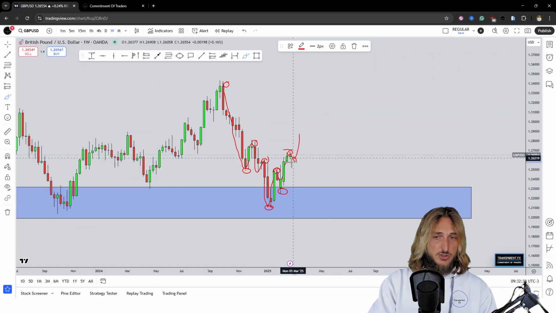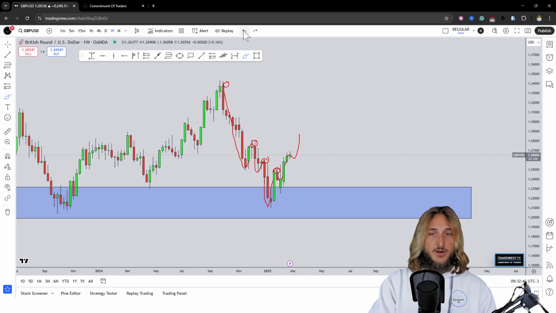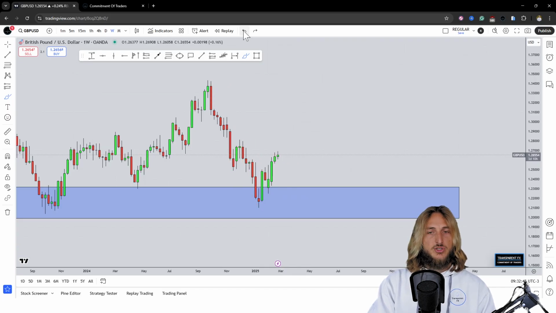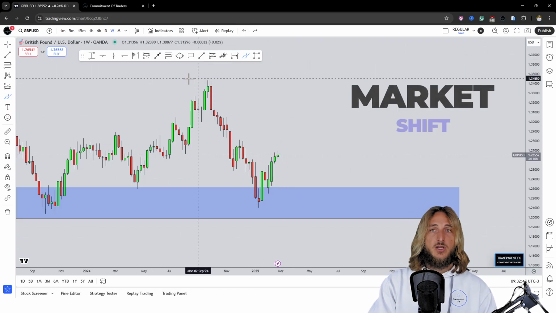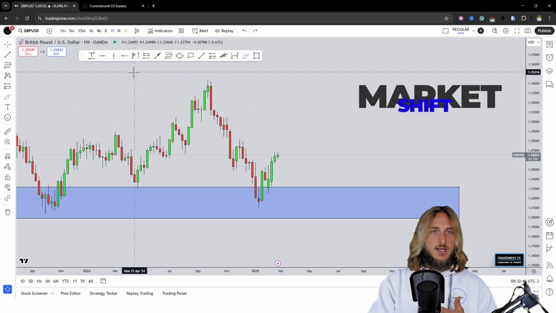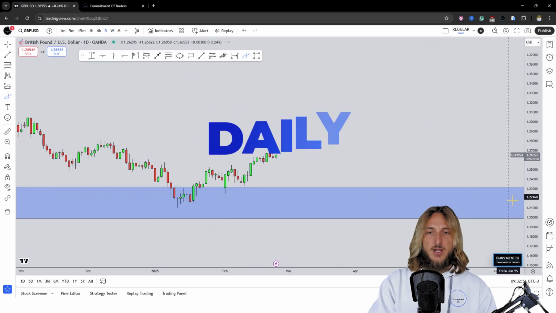The next logical step would be for the creation of a new higher low and then a new higher high. So quite textbook shift here from a weekly bearish market to a weekly bullish market. Let's keep it in mind and drop down on the daily time frame.